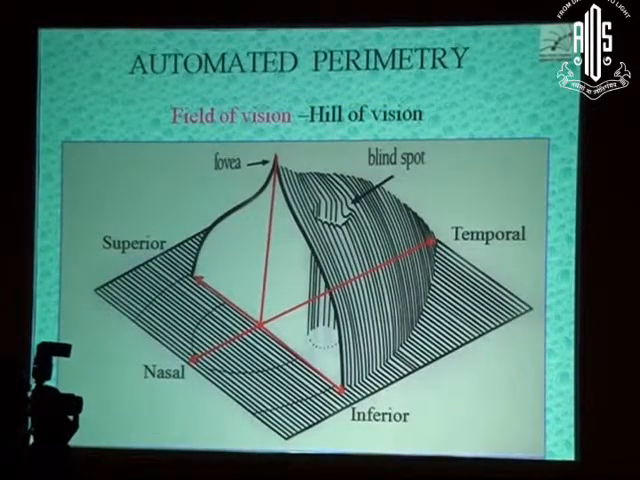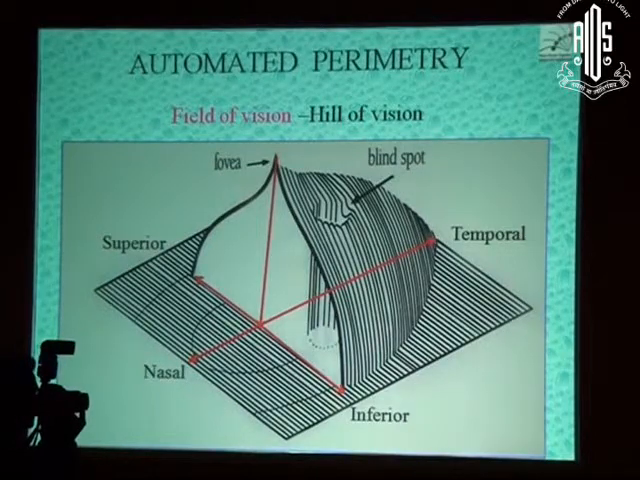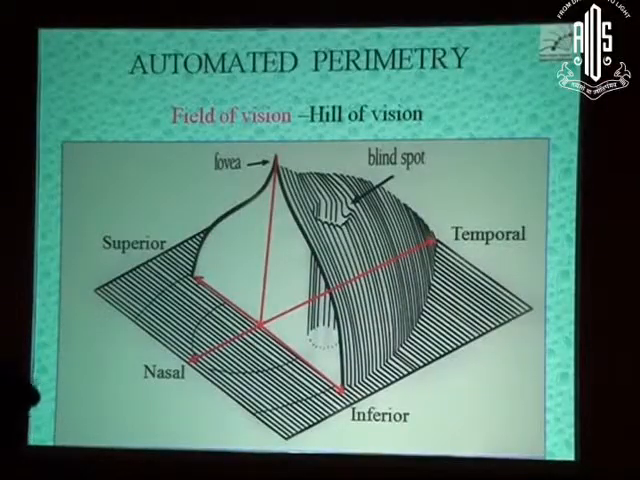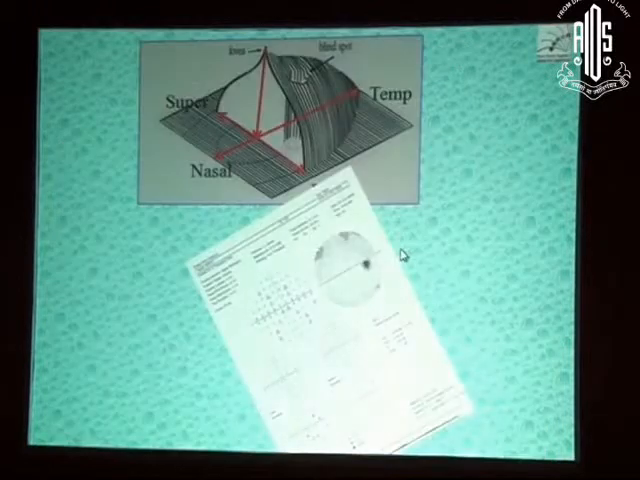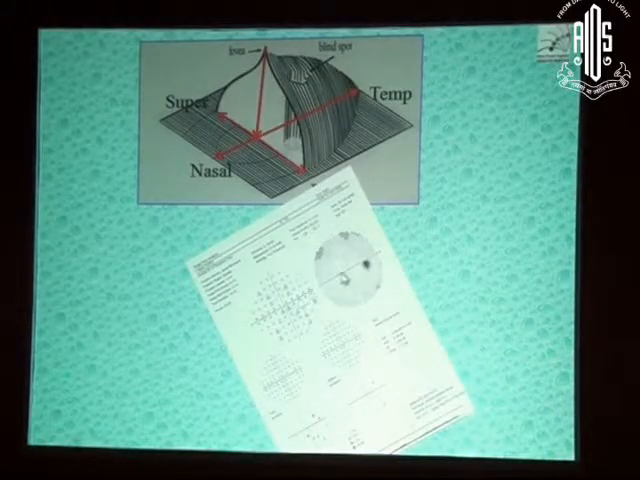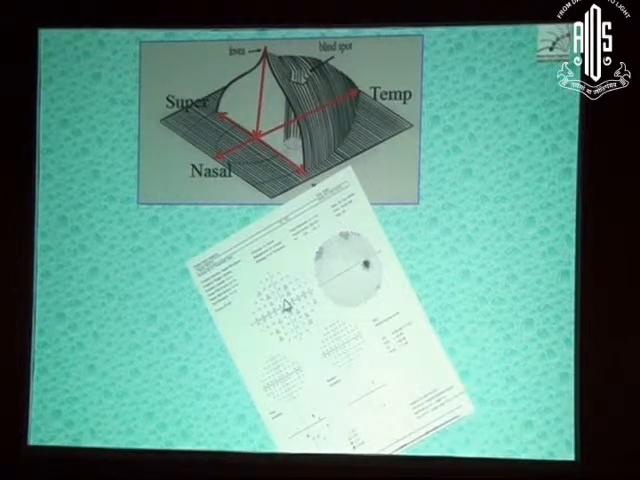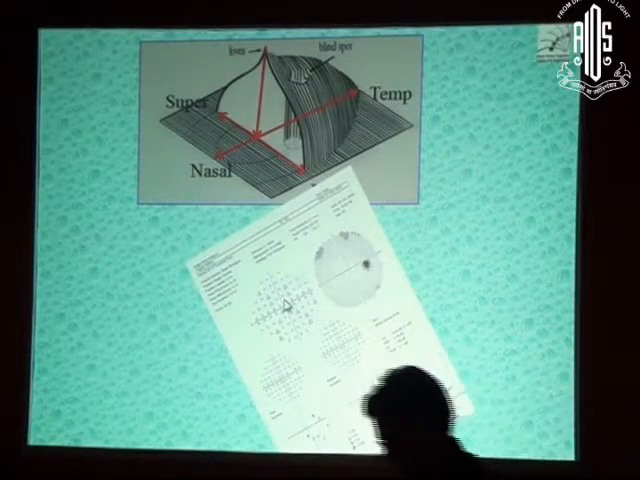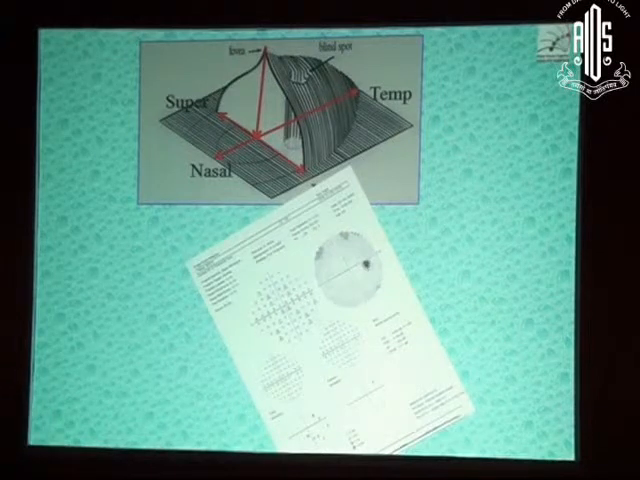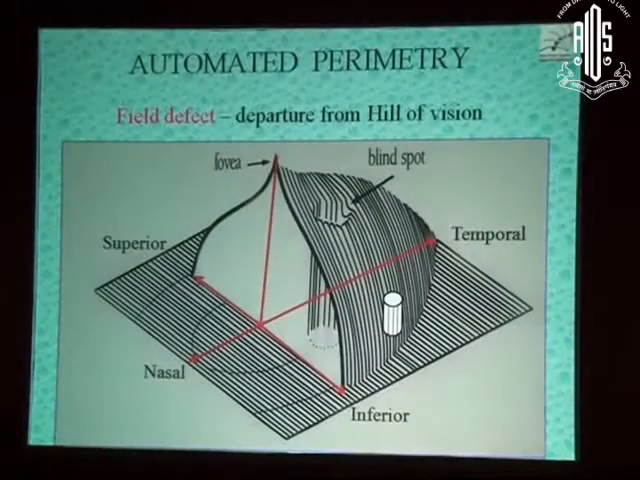As you all know, the field of vision is usually called the hill of vision. The perimeter determines the height in different areas, and at the same time the shape or the extent of the field of vision. So in that way you can get the temporal extent and the nasal extent, and in decibels, the height of each area is represented as a decibel value.